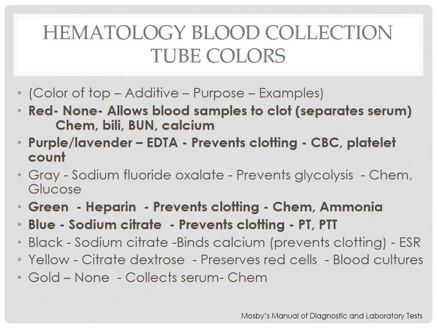The purple or lavender tubes have EDTA, which is an anticoagulant, and this is used for doing tests such as the complete blood count or CBC and platelet counts. Green tubes have heparin, usually lithium heparin, and these also are an anticoagulant, so it prevents clotting. These are also used for chemistries and for certain ammonia testing. And the last one that I want you to be familiar with would be the blue tubes, which are full of sodium citrate, which also prevents clotting and is used for PT and PTT, which are blood clotting tests.